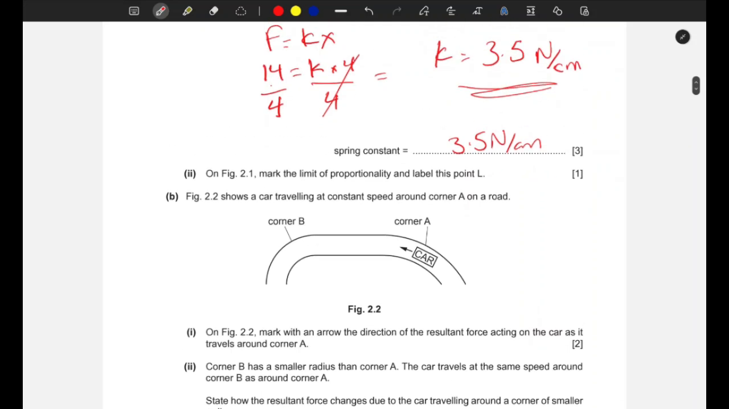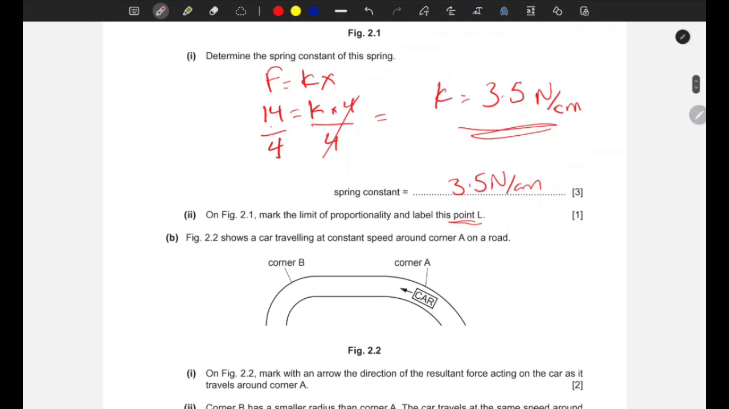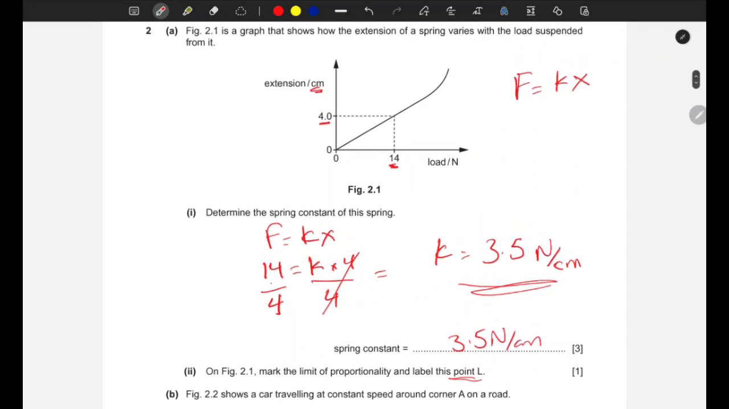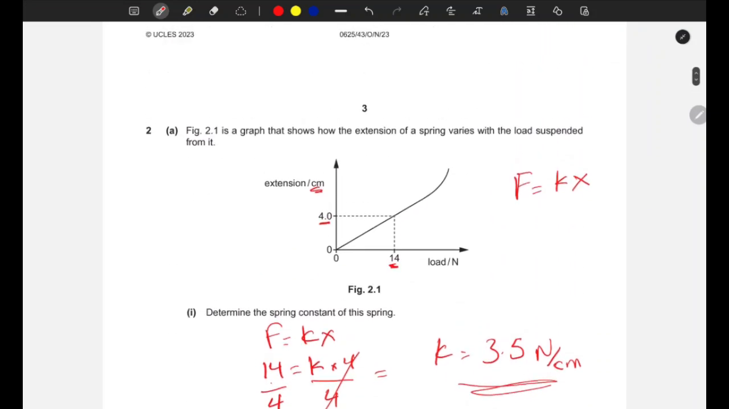Part 2. On the graph, mark the limit of proportionality and label this point L. So the limit of proportionality is the limit where the spring doesn't obey Hooke's law anymore. So on the graph, we can mark the point where it starts bending, somewhere around here maybe, and label it L.